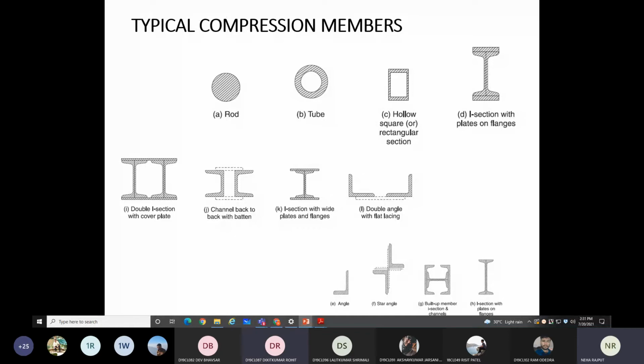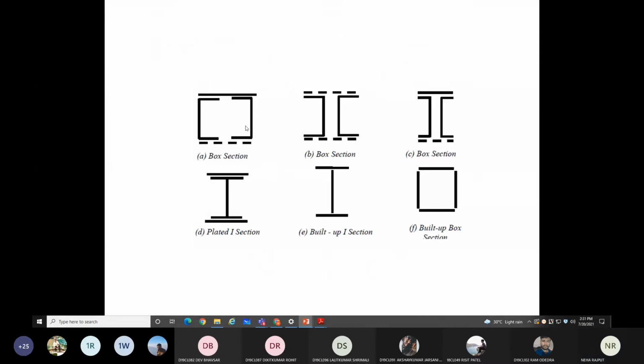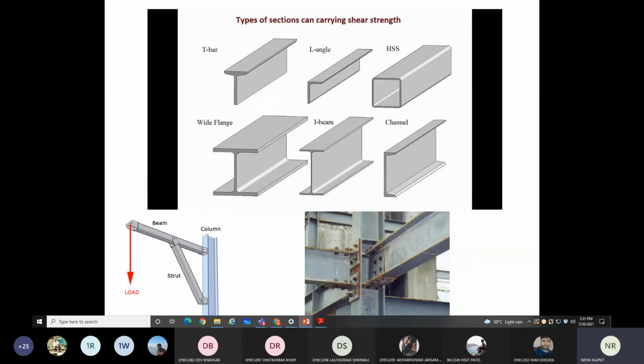Okay. Now coming to the typical compression members in the form of sections that you are using. Before showing this slide, let me show you another slide so that it can be easy for you to understand. These are the typical sections that we are using for the column member. See this bottom figure where my cursor is moving, this is the column member. The vertical member is the column member.